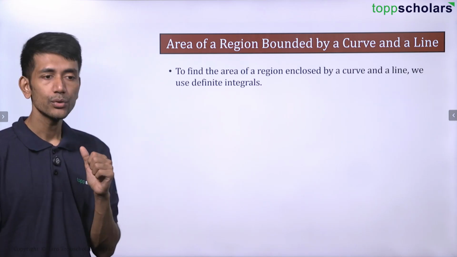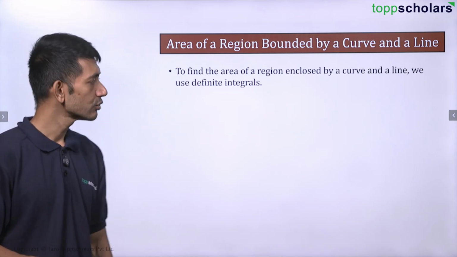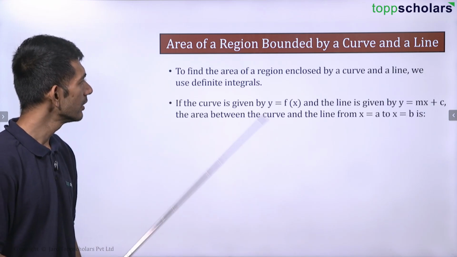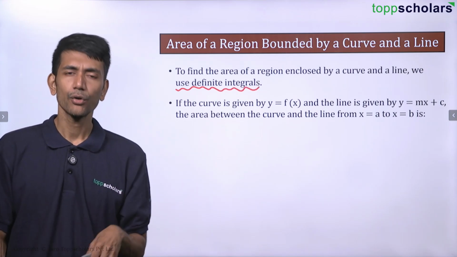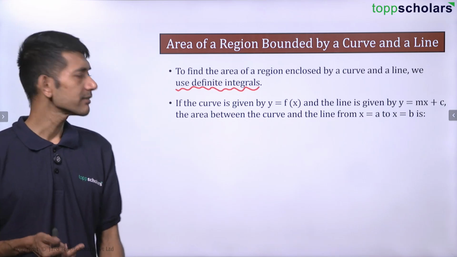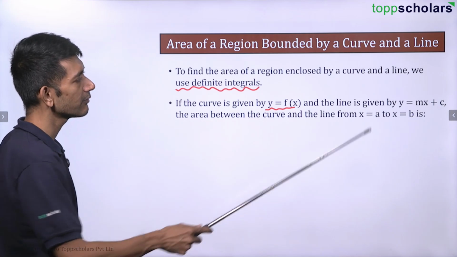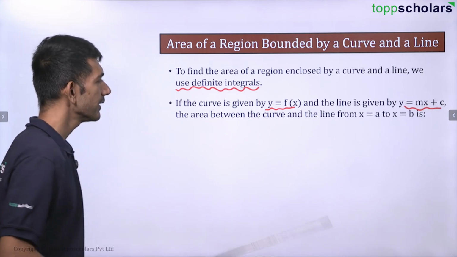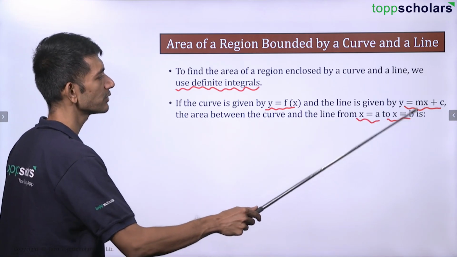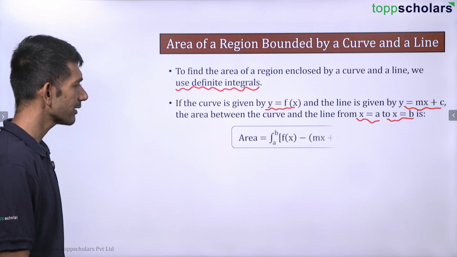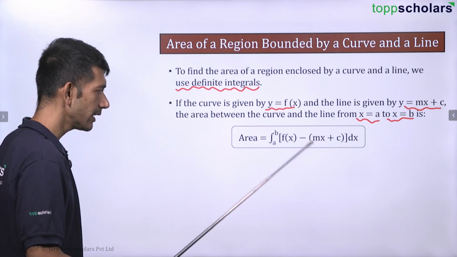But here, what we are going to do is find out the area of the region between a curve and a line. So there will be a curve and there will be a line. So again, we are going to use definite integrals. This is obvious. Whenever you are going to find out the area, definite integrals are compulsory. So if the curve is given by y is equal to f(x) and the line is given by y is equal to mx plus c, then the area between the curve and the line, which forms from x is equal to a to x is equal to b, is given by the integral of f(x) minus (mx plus c) dx from a to b.